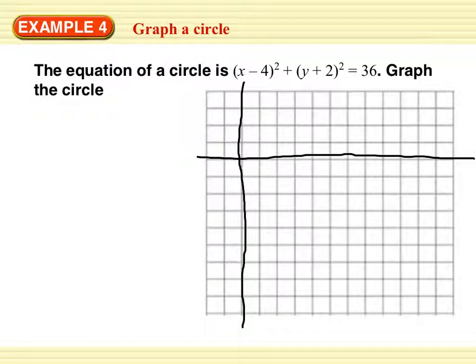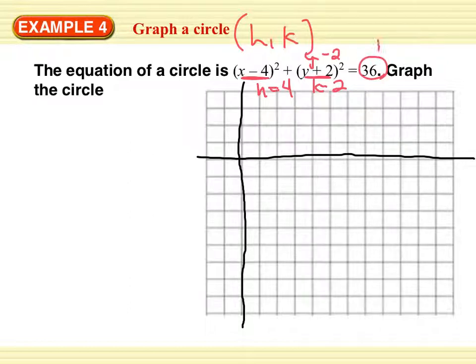All right, let's graph a circle. The equation of a circle is given. Graph the circle. So we need to find out what the center is, h, k. x minus 4, so that means h is 4. y plus 2, which is really y minus a negative 2. k is negative 2. 36 is the radius squared, so the radius is the square root of that, which is 6. So our center is 4, negative 2, and our radius is 6.